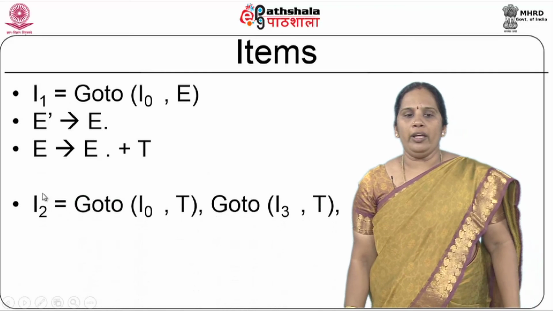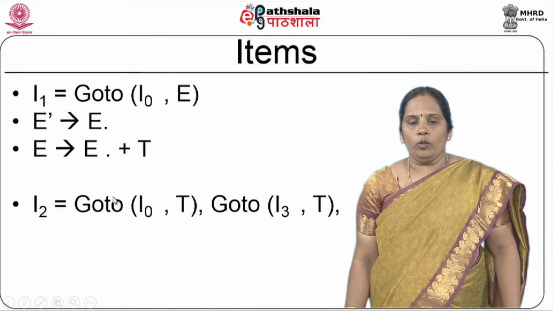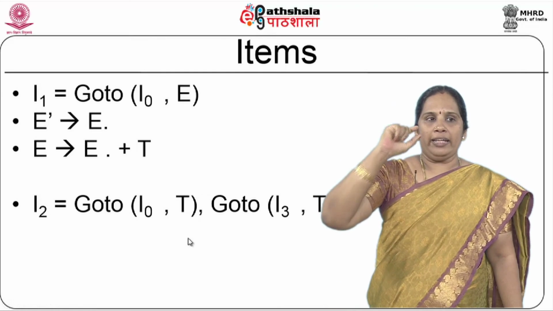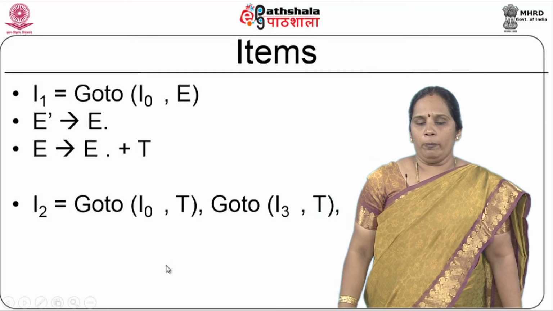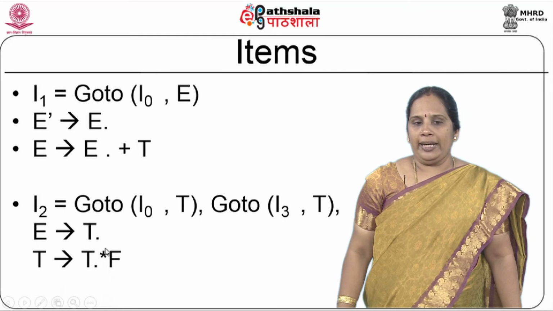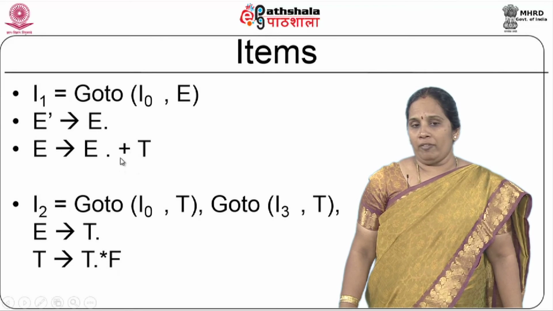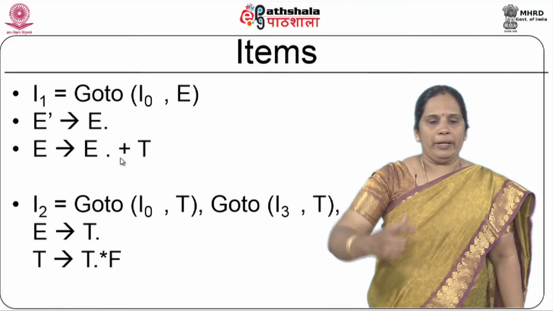Then I2 will be Goto of I naught comma T. Looking at the RHS, wherever there is a T appearing after the dot, I have to take that and shift the dot by one position to the right. So, E produces T dot, T produces T dot star F. Now, here there is a star appearing after the dot, so no problem. Here also there is a star appearing after the dot, there is no problem. Had this been a non-terminal, I would have to repeat the process.